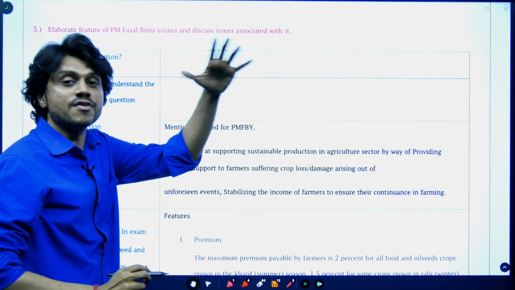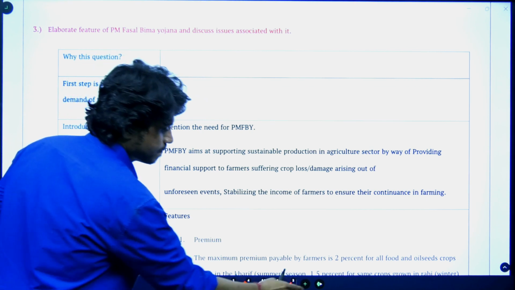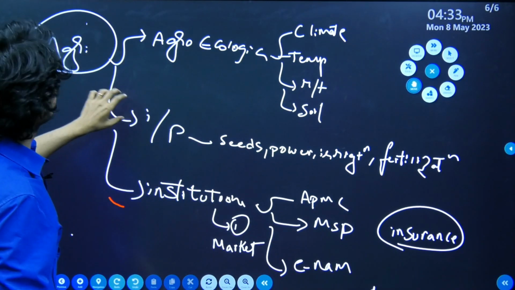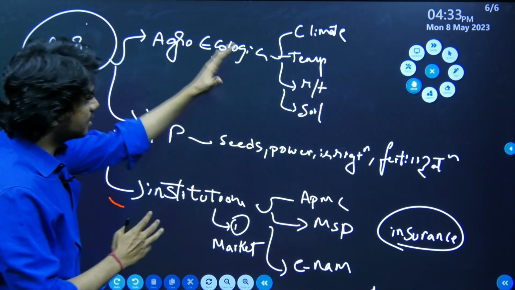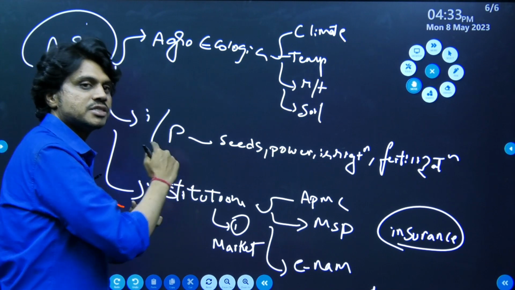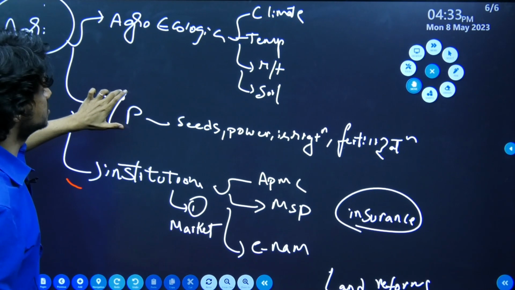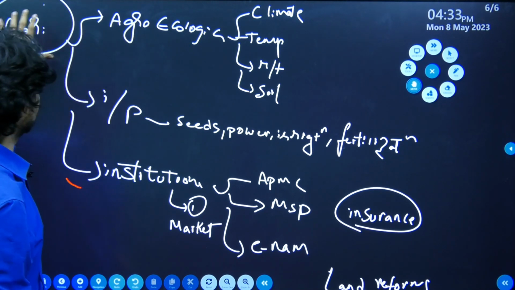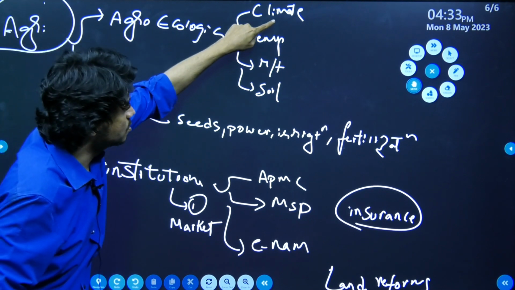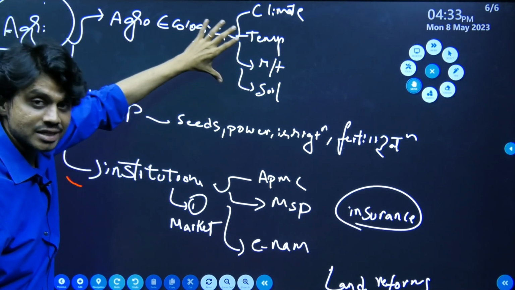First, understand the framework from where this question is coming. This will help us to understand agriculture as a whole. Now, if you see agriculture as a whole, its constraints or problems which we have seen in the previous test discussion can all be clubbed under three areas. Agroecological problems, which talk about climate, temperature, rainfall, soil. This is one set of problems, that is a constraint.